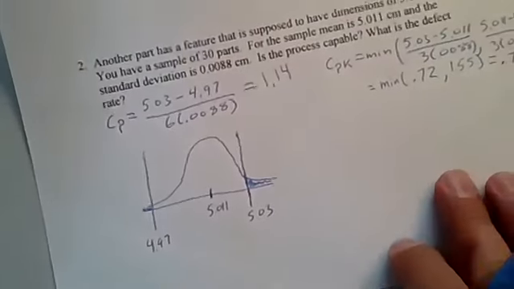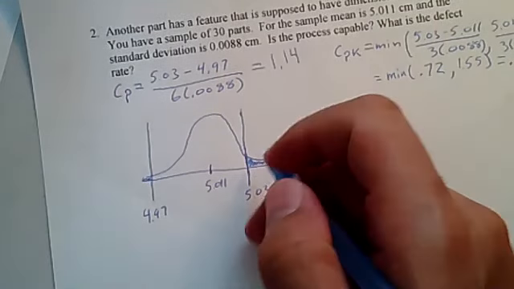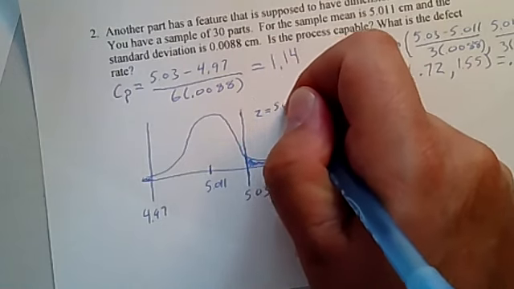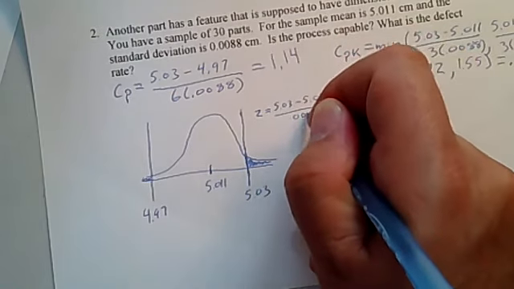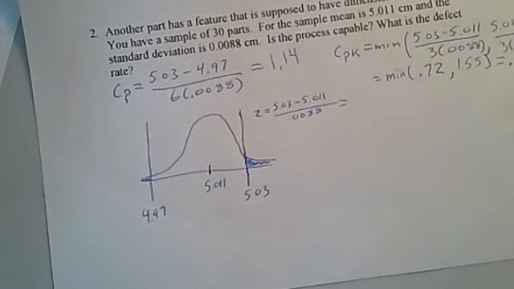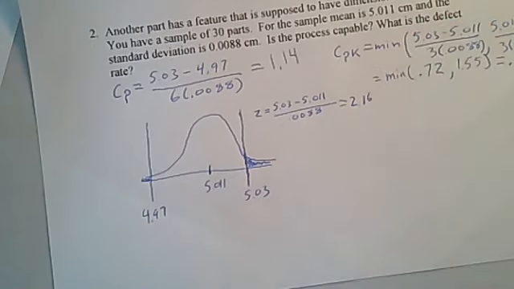Let's do it for this problem as well. So for this one, I'm going to do exactly the same things. This probability, I'm going to find the z-score. Z is found by taking 5.03 and subtracting 5.011, dividing by the standard deviation, which was 0.0088. That gives me a z-score of 5.03 minus 5.011, 0.019 divided by 0.0088, 2.16, rounded up slightly.